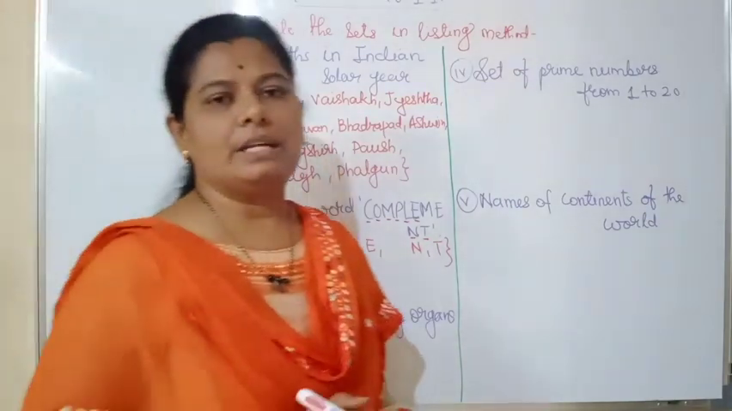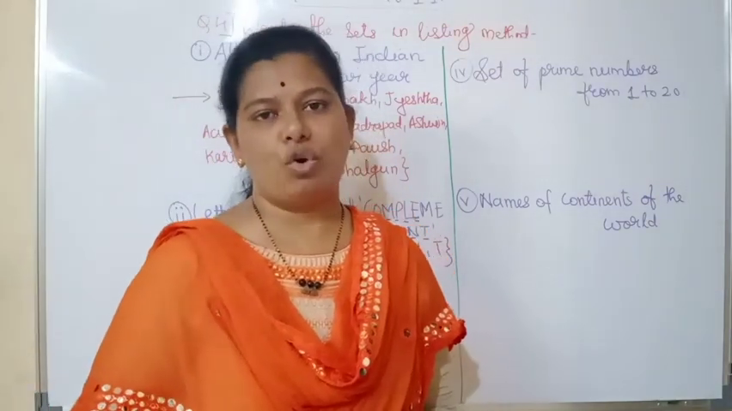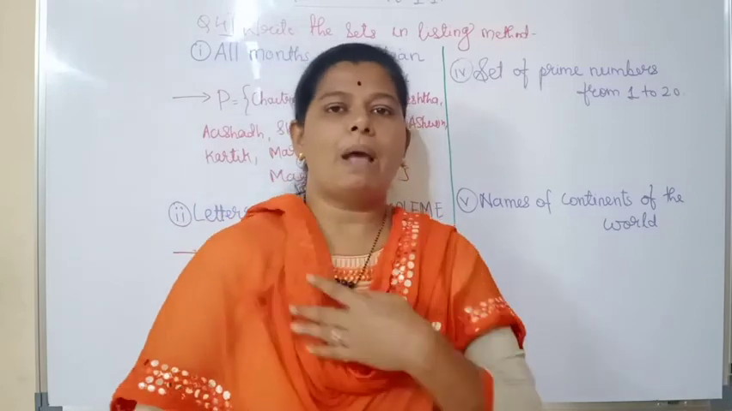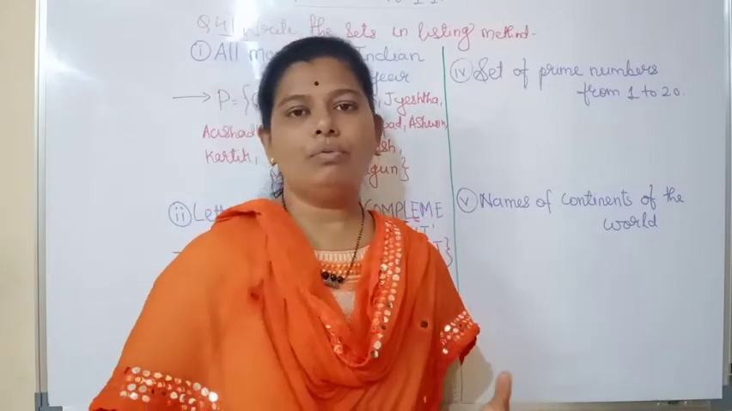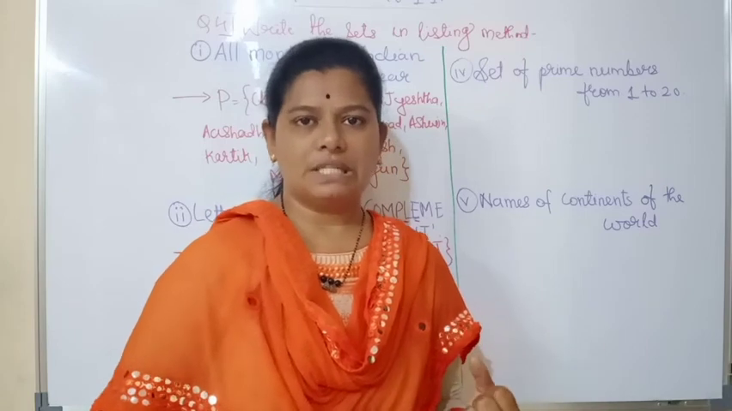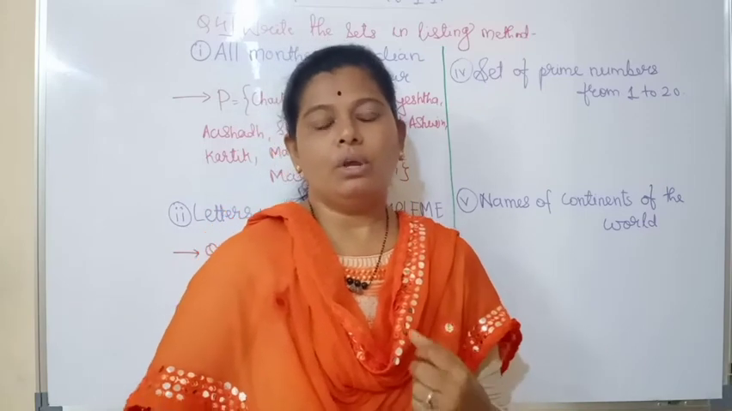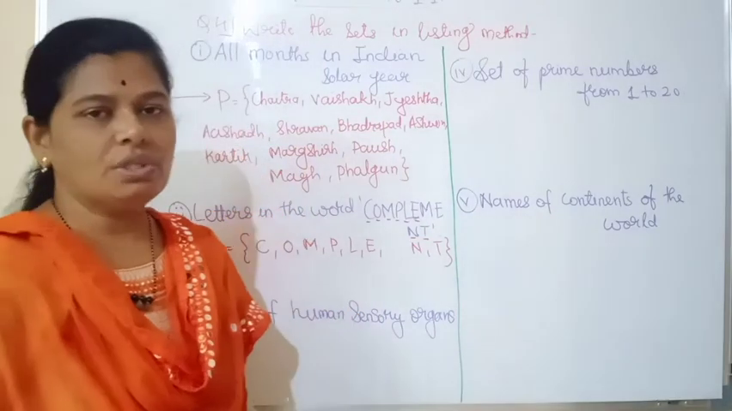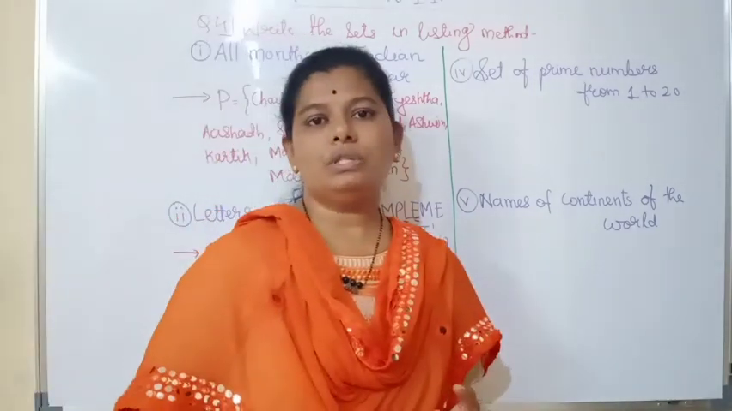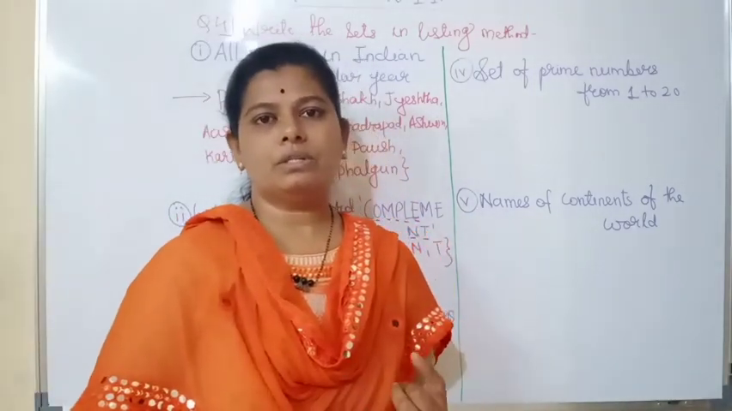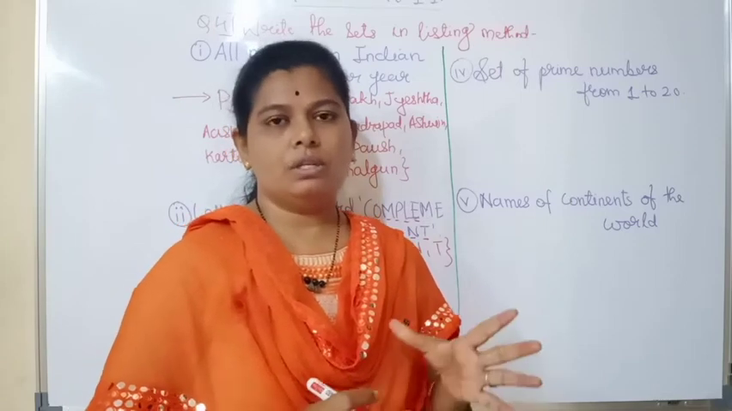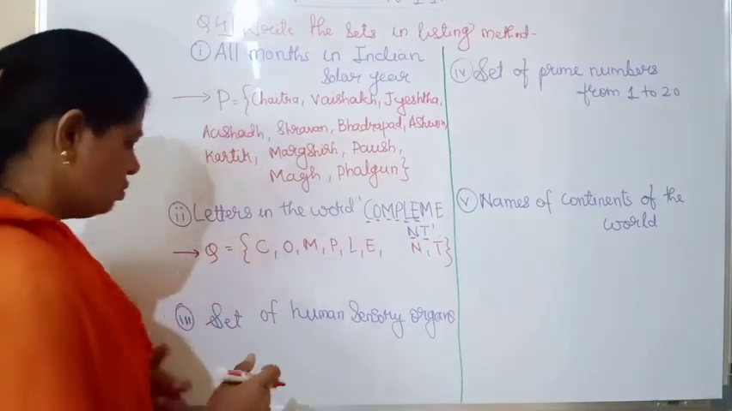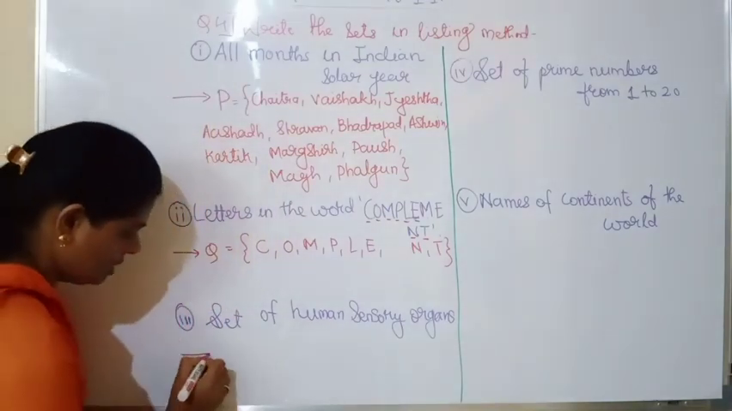Next set is the set of the human sensory organs. Since the primary section you all are learning about the sensory organs, so all of you know that there are 5 sensory organs in the human body. So we will write the names of those sensory organs. Which are those? That is eyes, ears, then tongue, skin and nose. These are the 5 sensory organs. So we will write a name of those sensory organs.